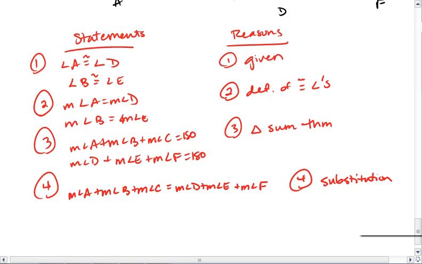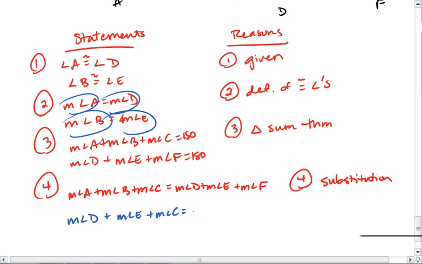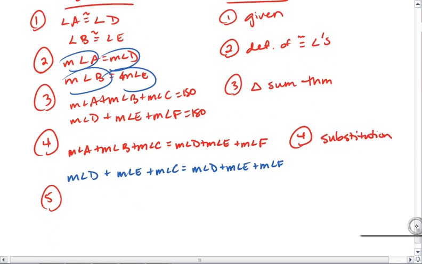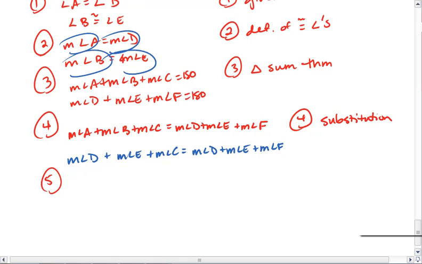I can substitute again based on line 2, giving me measure of angle D plus measure of angle E plus measure of angle C equals measure of angle D plus measure of angle E plus measure of angle F. And then I can subtract off the measure of angle D and the measure of angle E.